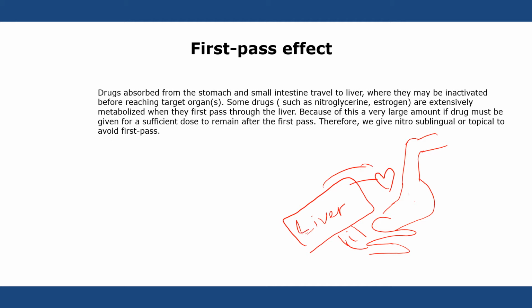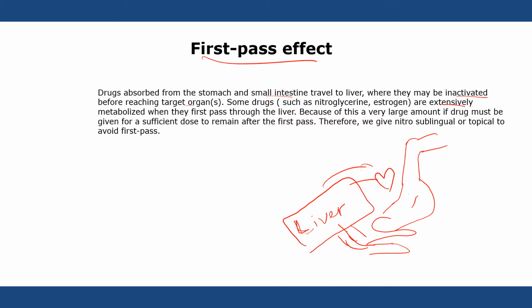But the point I'm trying to make here is there's a concept of a first pass effect. Drugs that are absorbed from the stomach, from here, and small intestine, they travel to the liver where they may be inactivated before reaching the target organ or organs. Now, some drugs, for example, and we call that first pass effect, and the example that I have here is nitroglycerin or estrogen. Now, nitroglycerin is extensively metabolized when it first passes through the liver, something that we call first pass effect.